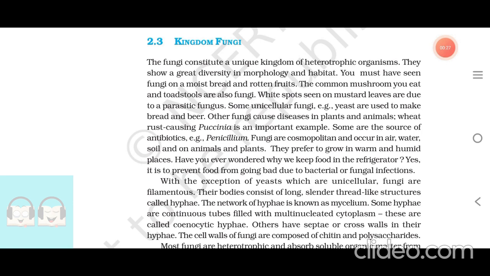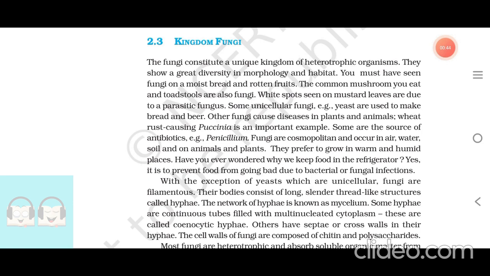Some unicellular fungi, for example yeast, are used to make bread and beer. Other fungi cause diseases in plants and animals. Wheat rust-causing Puccinia is an important example. Some are the sources of antibiotics, for example Penicillium.